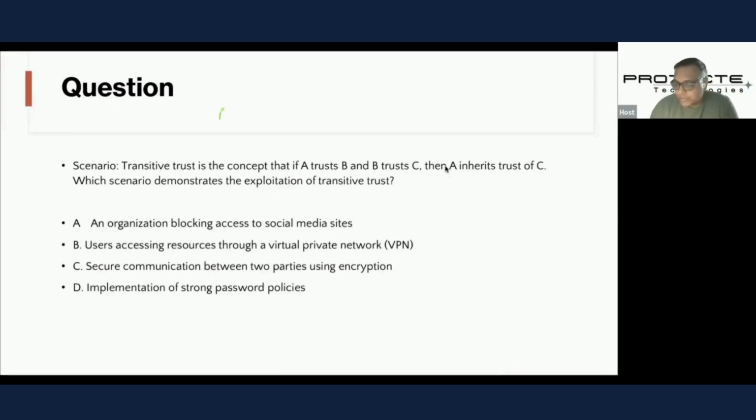Yes. So you generally give a VPN to access internal resources, right? So this is your VPN. What you do is use this VPN to go and access something else. Since the VPN trusts you, you have proven your trust to the VPN, but now you are misusing the VPN to access something else. That is called misuse of transitive trust.